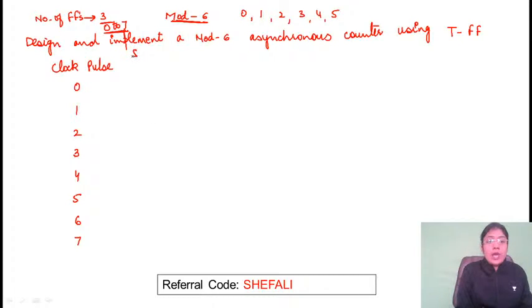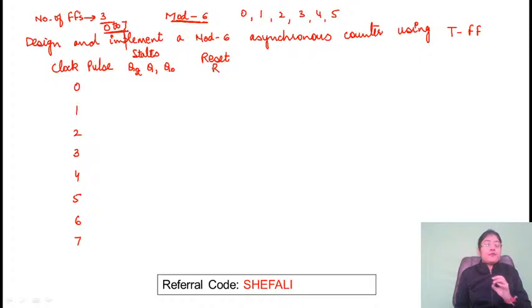Now the states we have to consider. Let's assume the states are Q2, Q1 and Q0. And we have to determine when the reset will happen, at what value it will reset. If reset is equal to 0, this means it won't be activated. If it is 1, that means it will be activated. Or simply you can consider this as clear or clear complement. You can use any one, and accordingly you have to change the gates, right?